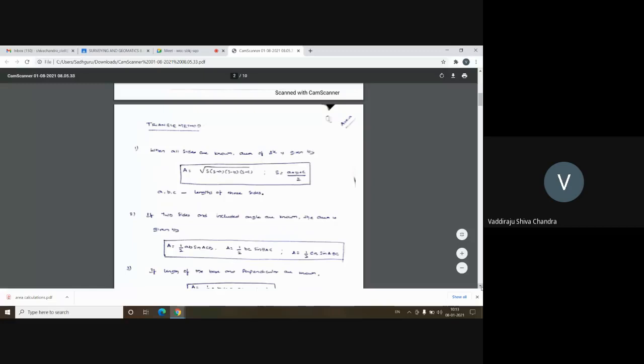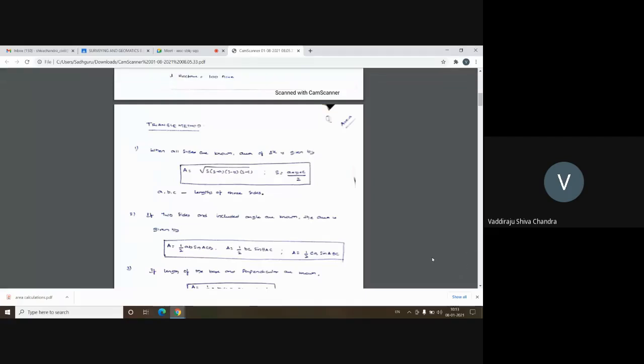So the first basic method is the triangle method. When all sides are known, the area of a triangle is given by A is equal to the square root of S into S minus A into S minus B into S minus C, where S is equal to A plus B plus C by 2, and A, B, C are the lengths of the three sides. You can use this equation when all the sides are given to you.